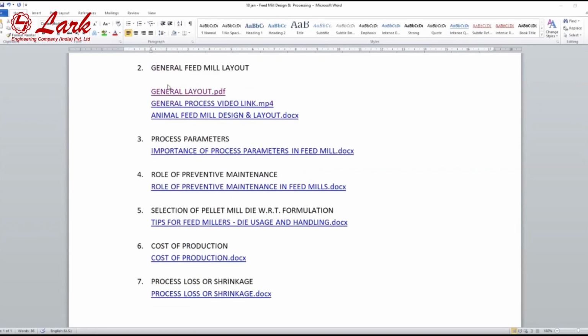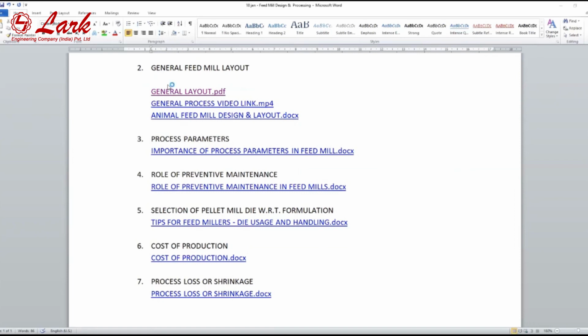And the fourth one is the role of preventive maintenance. As we all know, a stitch in time saves nine. So maintenance is an important part of feed mill management. So how we can save our money and enhance the feed quality by scheduling preventive maintenance, we'll discuss regarding that.